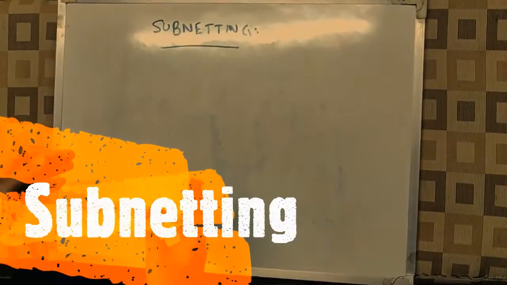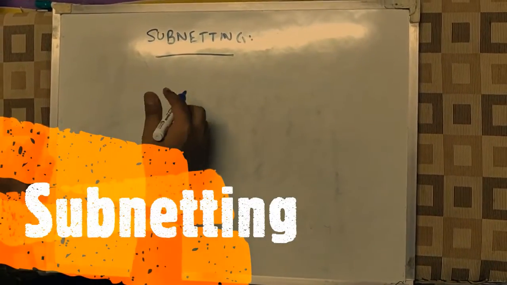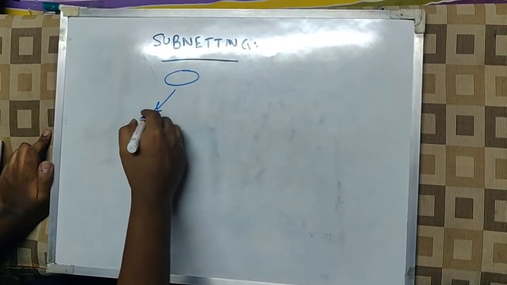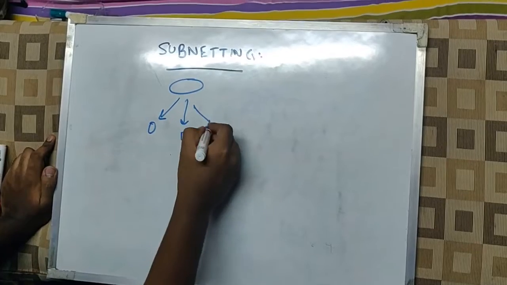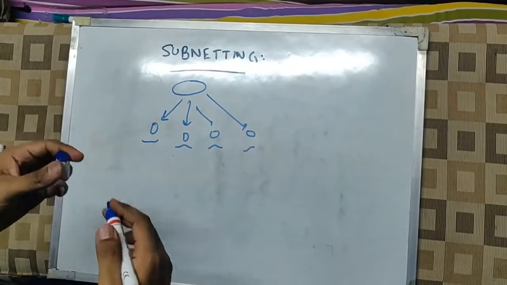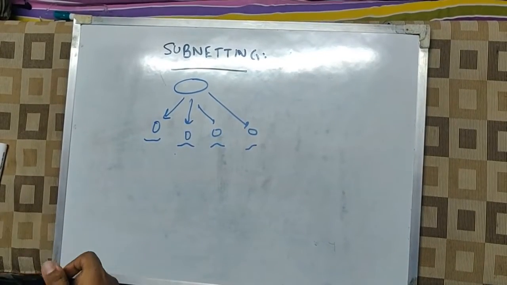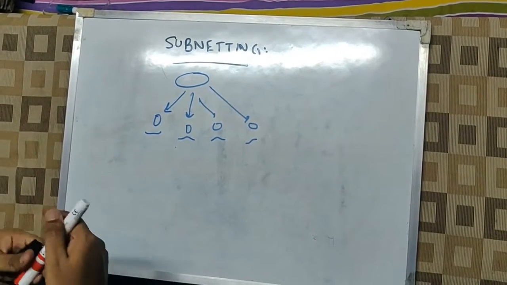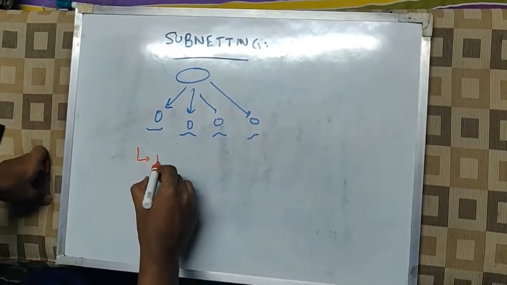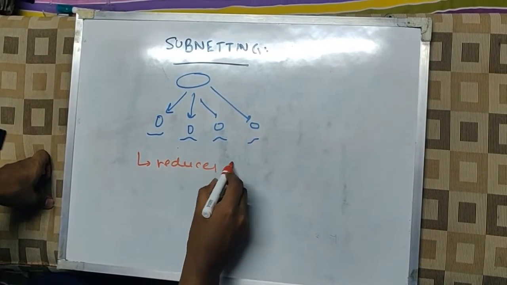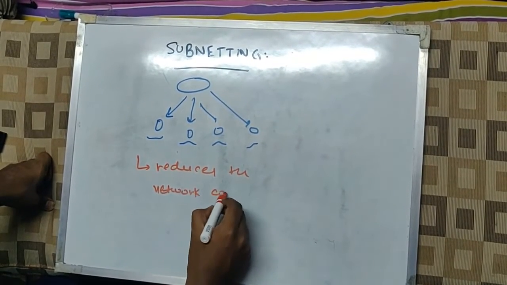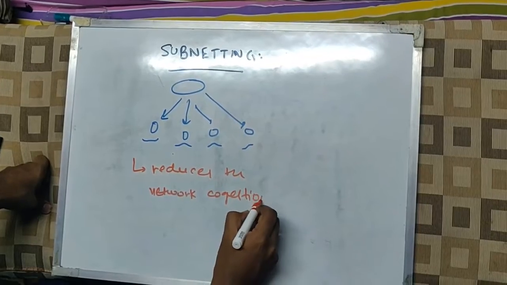Now we'll discuss subnetting. Subnetting is basically when we have a big network and we segment it into multiple smaller networks, let's say into 4 equal parts. Now you might be thinking, what's the use of subnetting? Let's take a small example. Subnetting actually reduces network congestion. And how do we do that? Let's understand with the help of an example.